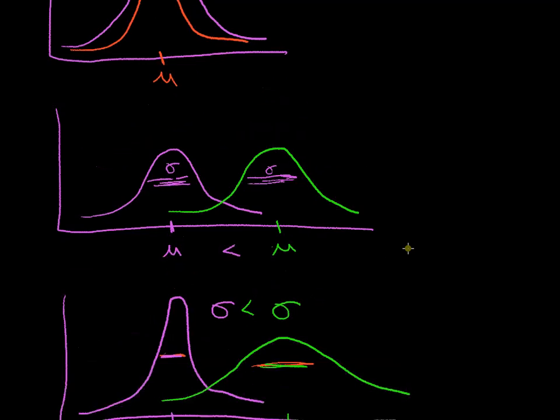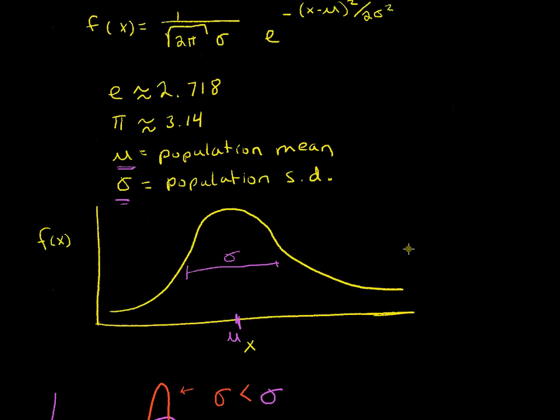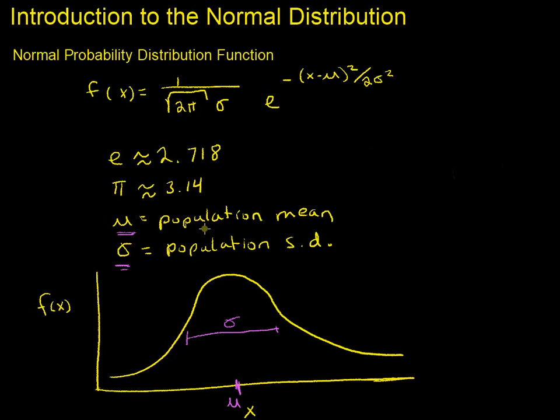So using this probability distribution function for the normal distribution, you can come up with lots of different bell-shaped curves, though their appearance will depend entirely on what you set mu and sigma to be in this function.